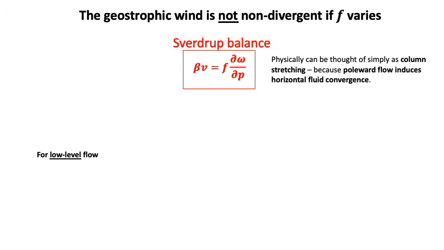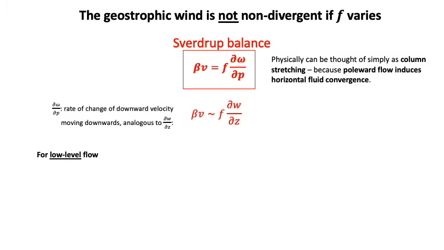So physically, this can be thought of simply as column stretching because polar flow induces horizontal fluid convergence. So if you have horizontal fluid convergence, you have to stretch the column in some way. So that fluid has to go somewhere. It means that air is going to be moved up or down.